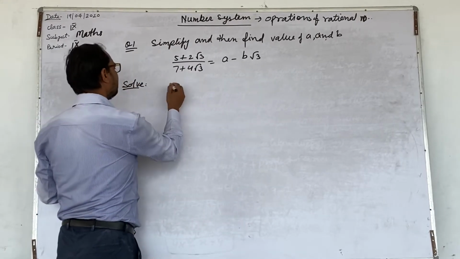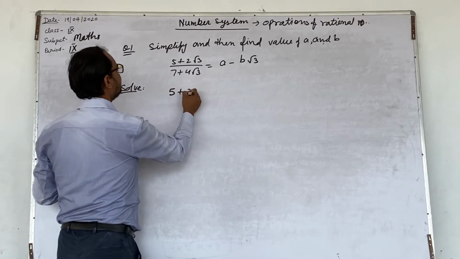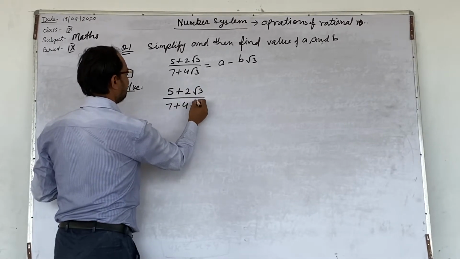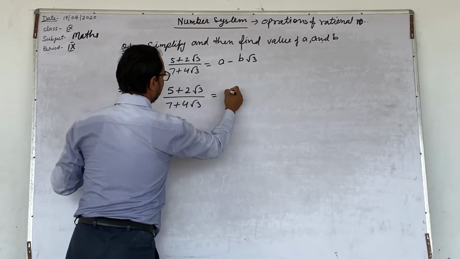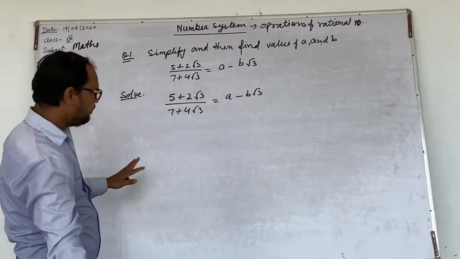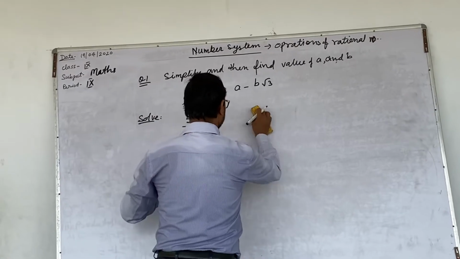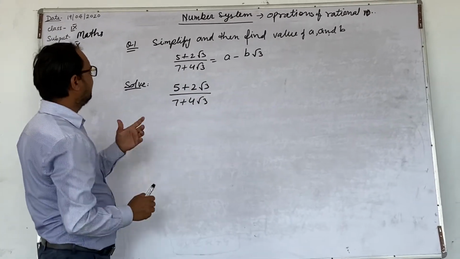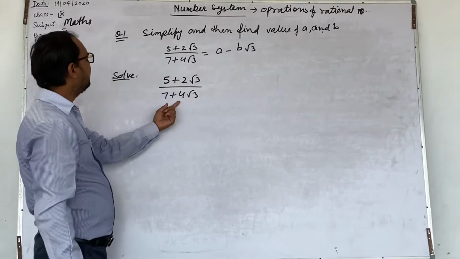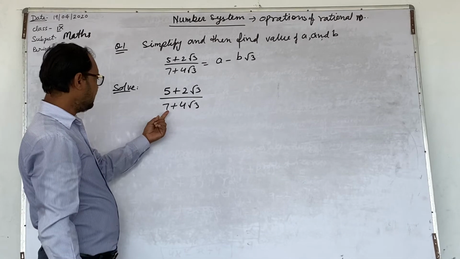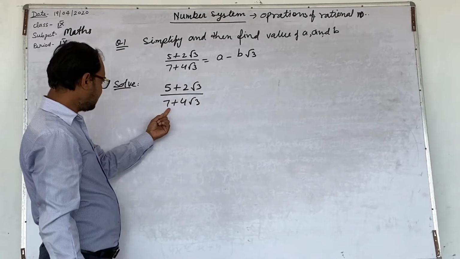So take this question: (5 plus 2 root 3) upon (7 plus 4 root 3) is equal to a minus b root 3. Right? Now we will take only this and simplify it. As we know, first of all we should try to rationalize the denominator. Rationalize the denominator. For this, what to do?